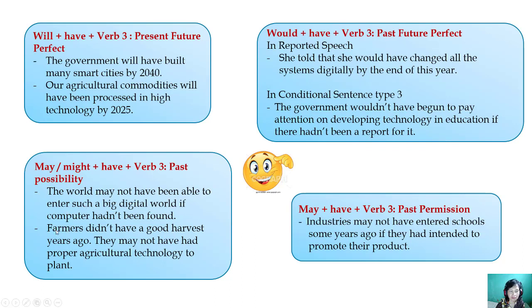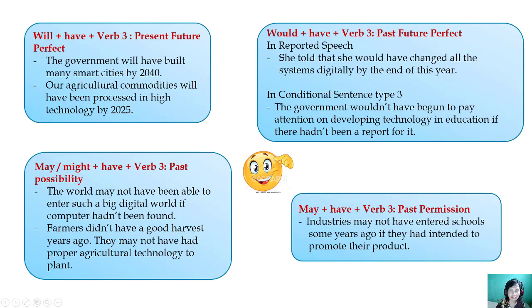Look at this. Farmers didn't have a good harvest years ago. They may not have had proper agricultural technology to plant. Now, it is not in conditional sentence type 3, so it is not contrary to the fact. But the possibility was met based on that time. So there was a possibility that the farmers didn't have proper agricultural technology to plant. That's why years ago they didn't have a good harvest.